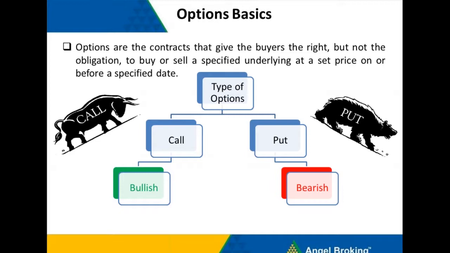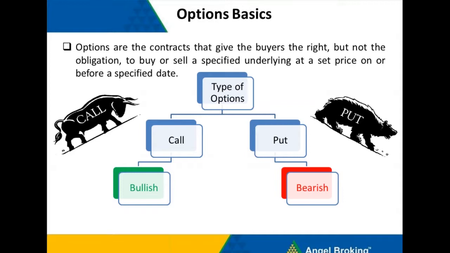So options are contracts that give the buyer the right, but not the obligation, to buy or sell a specified underlying at a set price on or before a specified date. We'll take examples so this will be clear. Just understand here that basically options are of two types, a call option and a put option. If you are bullish on the market, you will buy a call option, and if you are bearish on the market, you will buy a put option.